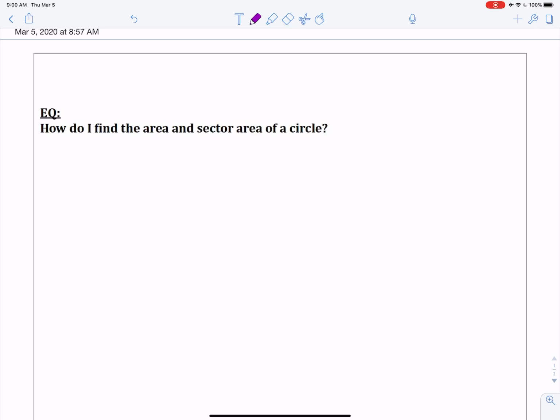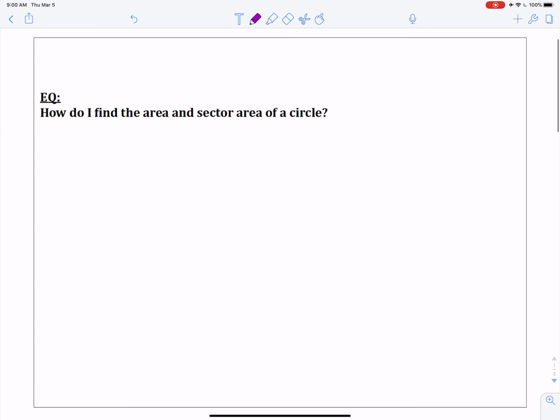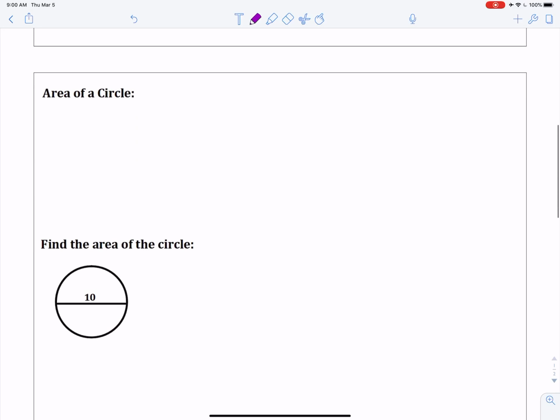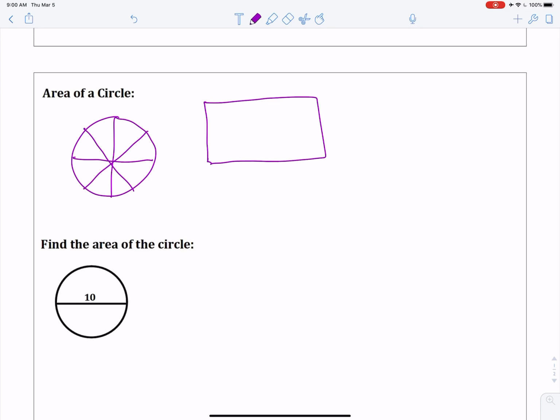Okay, today's video is about area and sector area of a circle. So to start, we're going to refresh how to find the area of a circle. So in class, we took a circle and we cut it apart into a bunch of pieces, and it ended up lining up looking something like this.